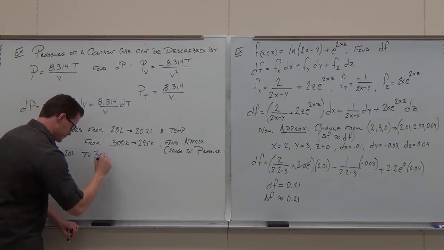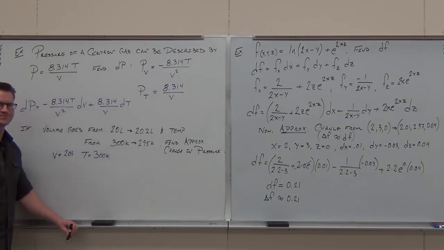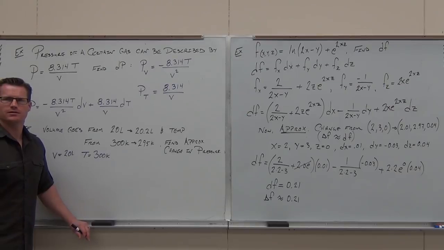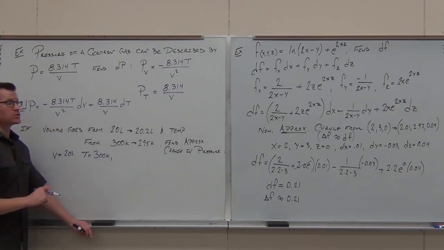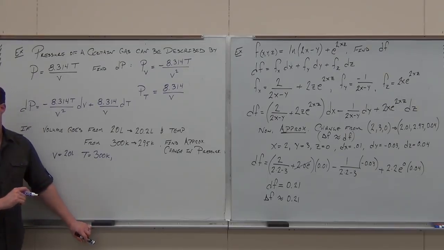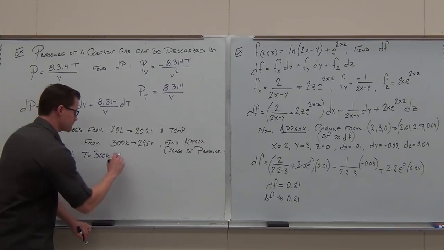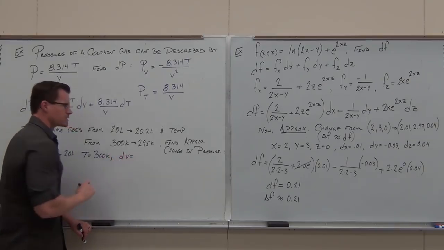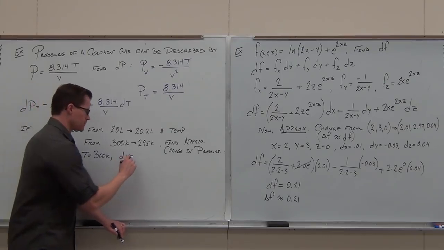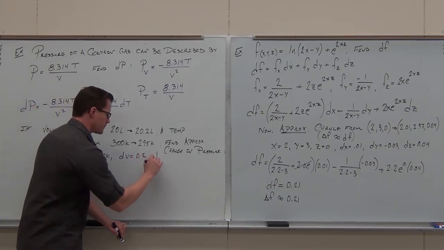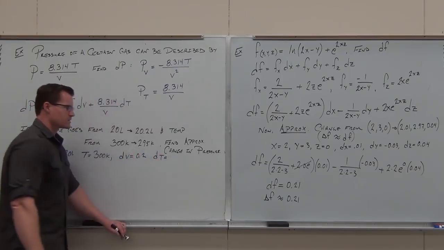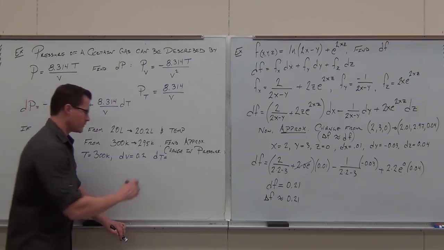Now, did you catch that? Yes, no? What else do we know? I can't hear you guys. dv and dt. What's our dV? 0.2 positive. What's our dt? -0.5. Perfect.